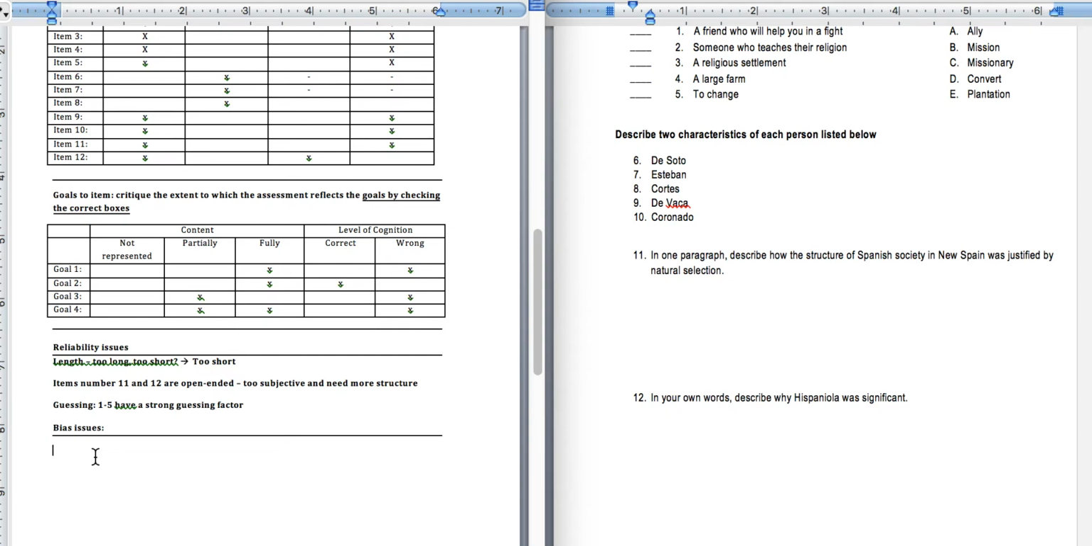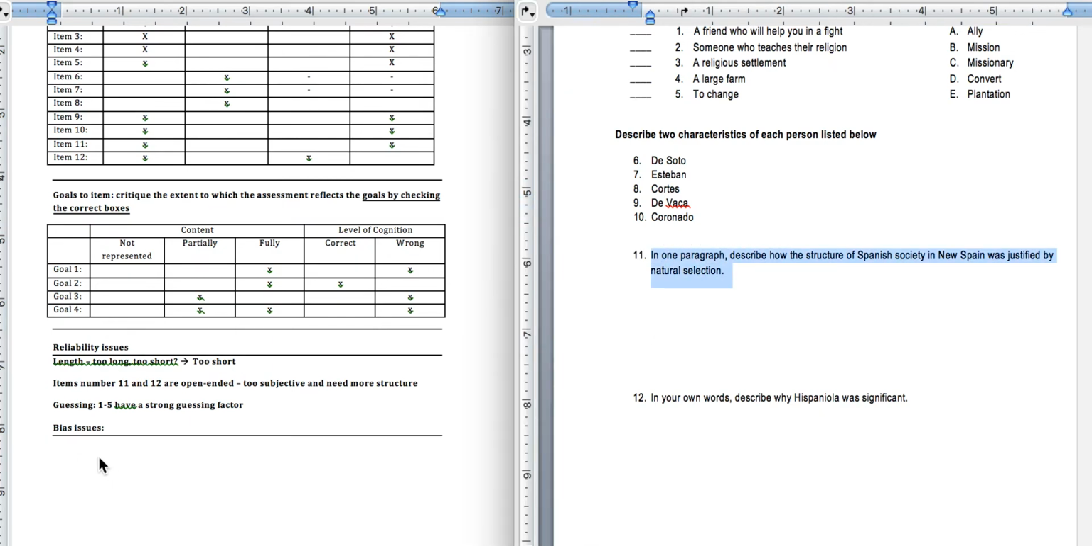Finally, we're looking at bias. We're going to be looking for two different types. We'll talk about this in 2 weeks, penalization bias and offensiveness bias. In other words, are there any questions in here that might penalize or offend people? Well, question 11 kind of does both. It's a jack of all trades.